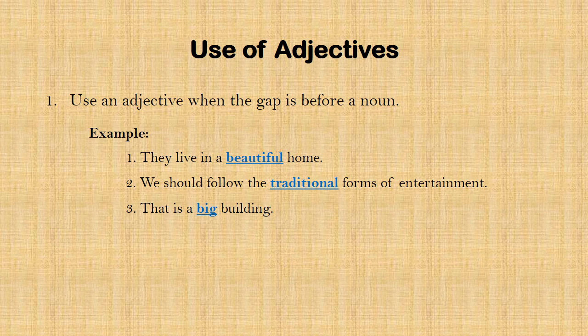Here is another example. There is a big building. I think you are able to explain the reason why the word big has been used before the word building. If you understand the first two sentences, you will also understand this sentence. The word building is a noun, and before this word we will use an adjective. So the word big has been used here. So when there is a gap before a noun, you may have to use an adjective in that gap.